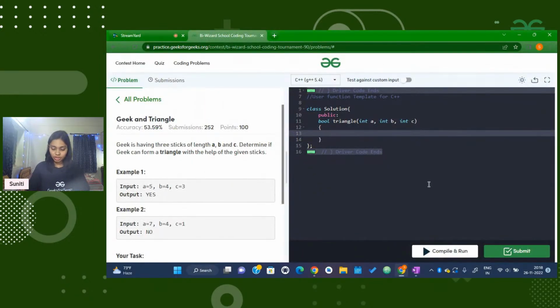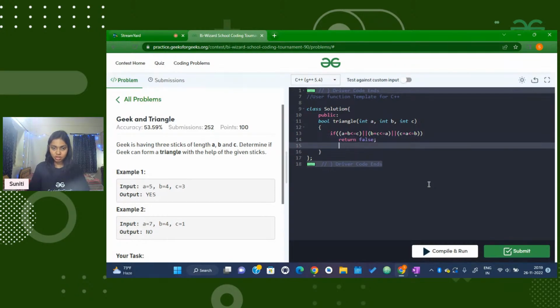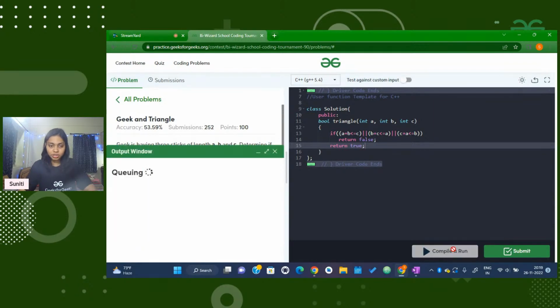What we are checking is if A plus B comes out to be less than or equal to C, or if B plus C comes out to be less than or equal to A, or C plus A comes out to be less than or equal to B, then we will simply return false, and if that's not the case, then we will simply return true. Okay, let us see where we are making a mistake.